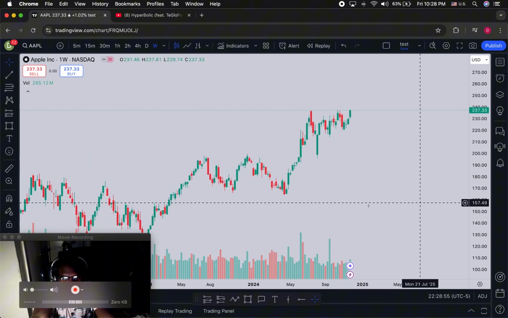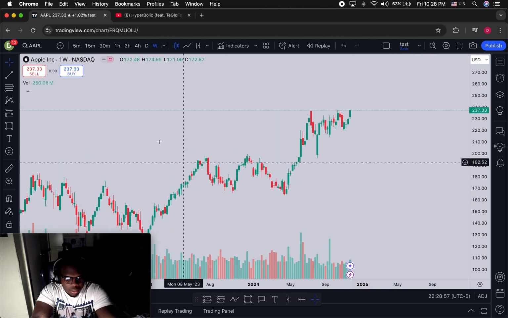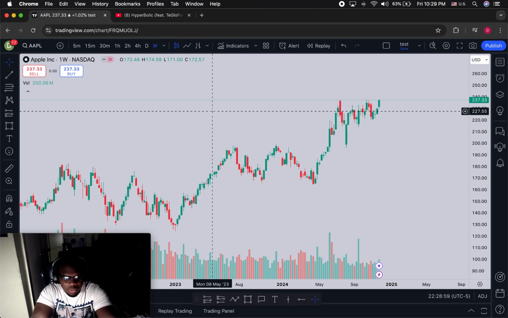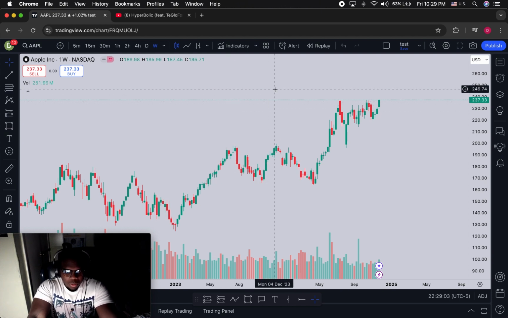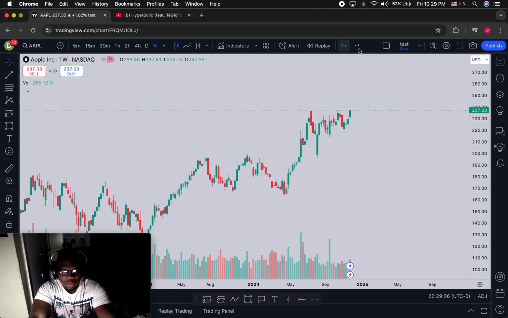But yeah, use that tool just to replay price, test out your strategy, see if you act as if it's real time and figure it out. Undo button.